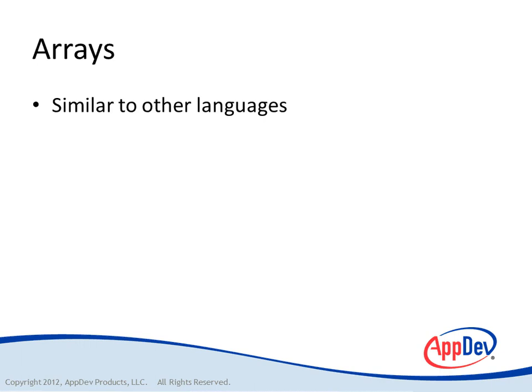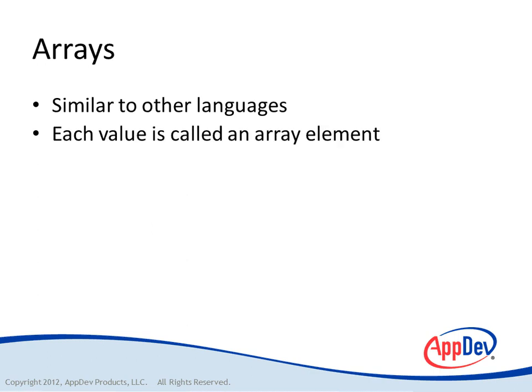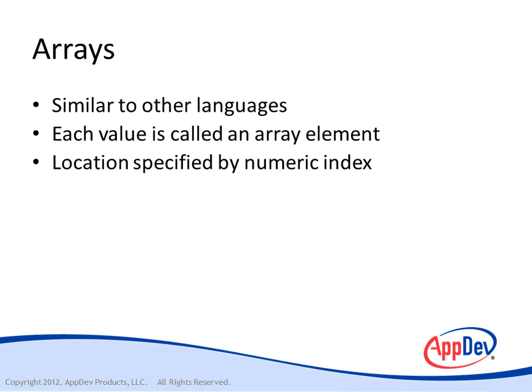In some ways, arrays are fairly typical and similar to arrays in other languages. Each value is called an array element, each of which has an ordered location in the array with a numeric index to specify its position. Arrays in JavaScript are untyped, so each value in the array can be of a different type or all of the same type, mixed and matched, even consisting of other objects or arrays.